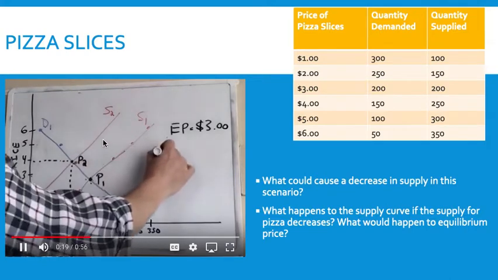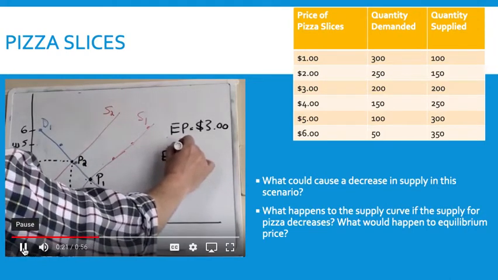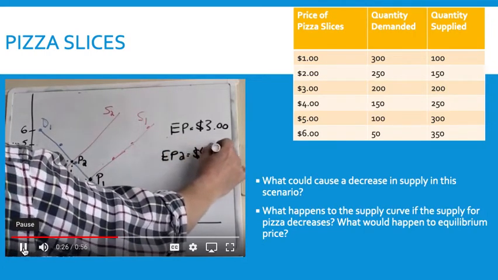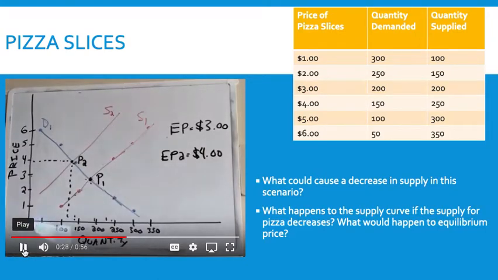So a decrease always goes to the left. We'd end up with a new equilibrium price. And you can see when demand stays the same and supply decreases, our equilibrium price goes up.